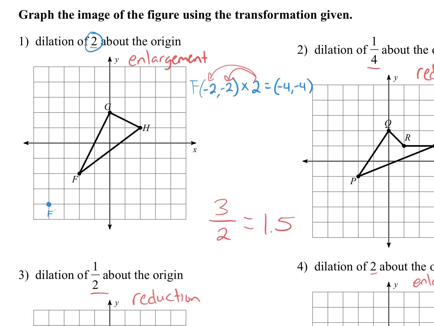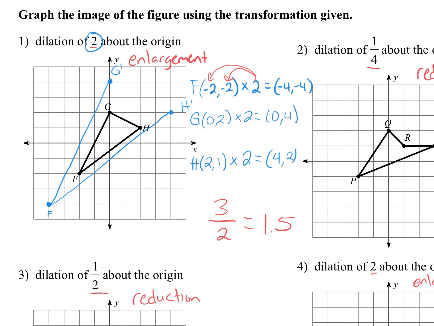Okay, now we're going to find G and H. What are the coordinates of G? 0, 2. What am I multiplying by? 2. That gives us 0, 4. Good. And then go ahead and graph that. And then last one, we have H. What are the coordinates of H? 2, 1. Multiply by 2 to give us 4, 2. Okay. Once you have that, go ahead and draw your image to check, did it get bigger? Yes. So our original thought is correct. It was an enlargement.